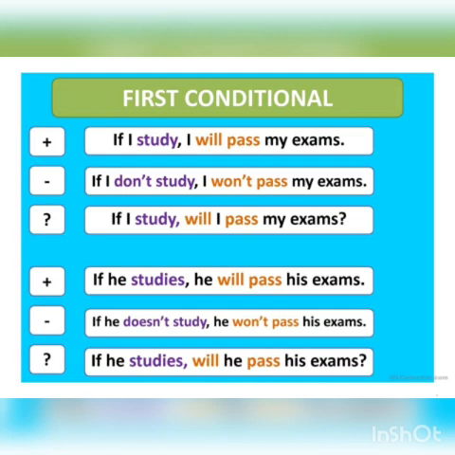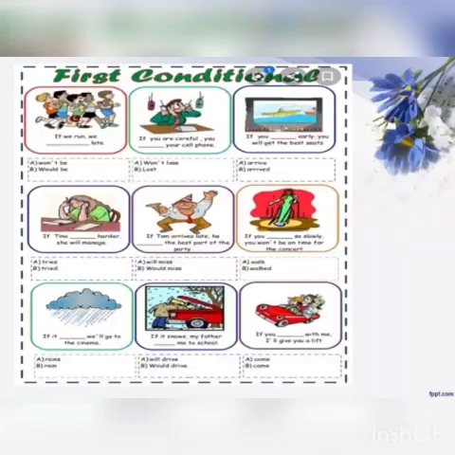On the slide, you can see how to make sentences in different forms: affirmative form, negative form, question form. If I study, I will pass my exams. If I don't study, I won't pass my exams. If I study, will I pass my exams?